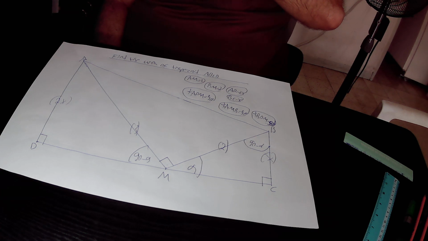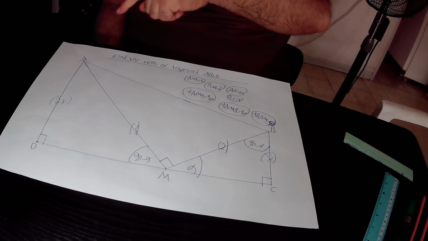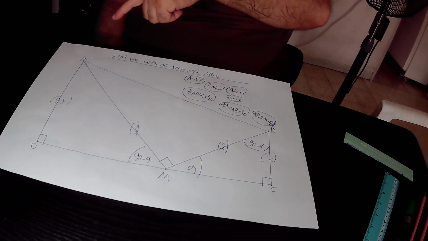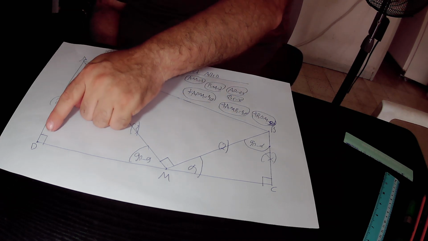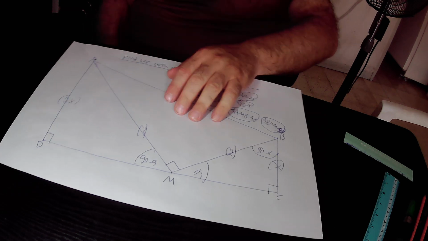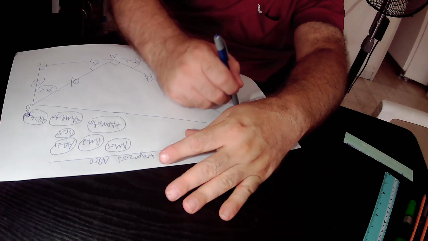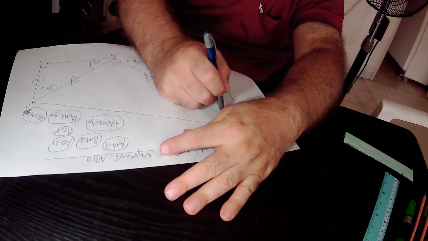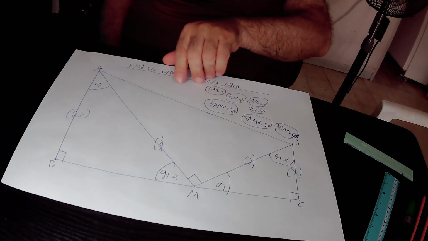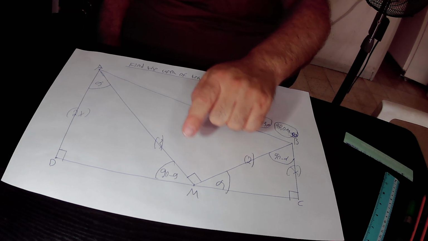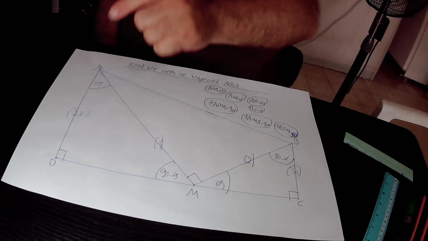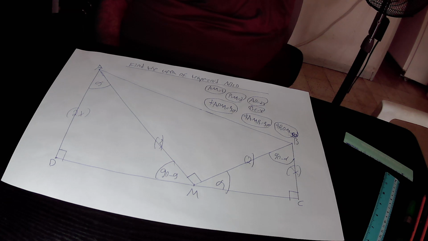In the next step, we will focus on this big right triangle ADM. In this big right triangle ADM, this angle equals 90 degrees minus alpha, this angle equals 90 degrees, therefore this third missing angle must be equal to alpha. Why? Because alpha plus 90 degrees minus alpha is 90 degrees, and 90 degrees plus 90 degrees is equal to 180 degrees. That is the sum of the angles in a triangle.